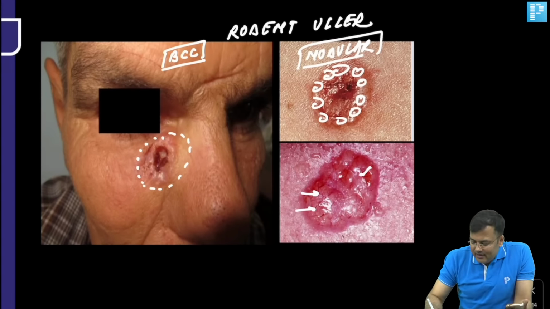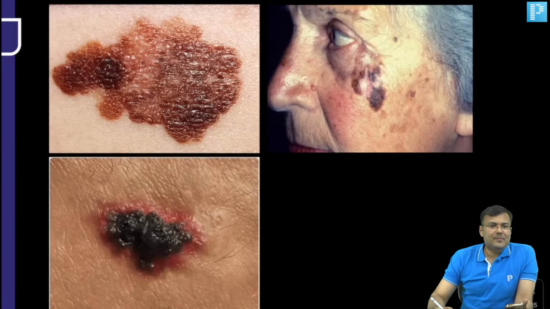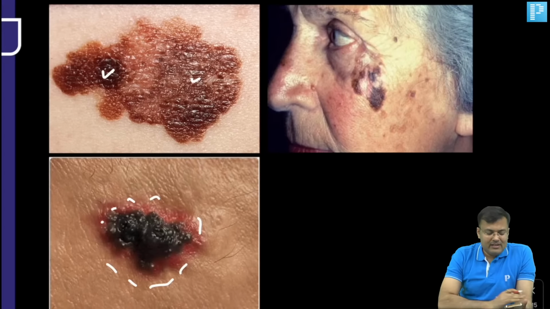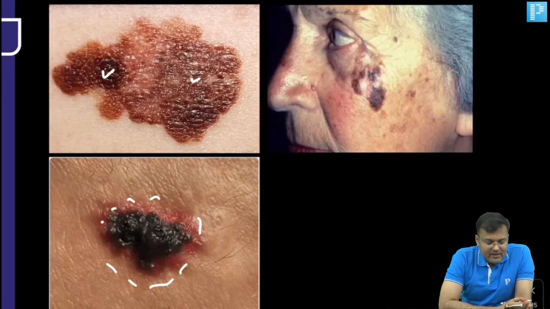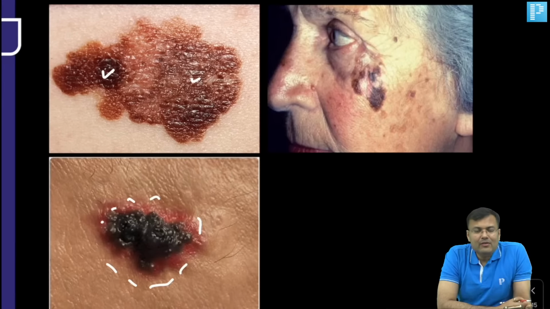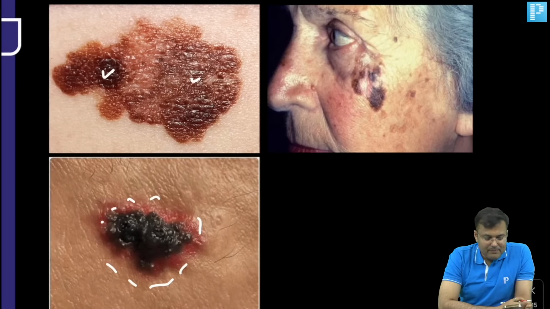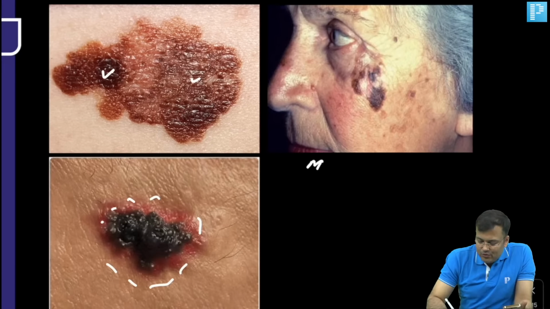Basal cell. Look at this one and tell me, what is this? Can you see the color? Can you see the diameter? Border? Yes. What is the diagnosis, guys? Tell me. Priya, Ayush, tell me the diagnosis. Guys, tell me the diagnosis. Melanoma, malignant melanoma.